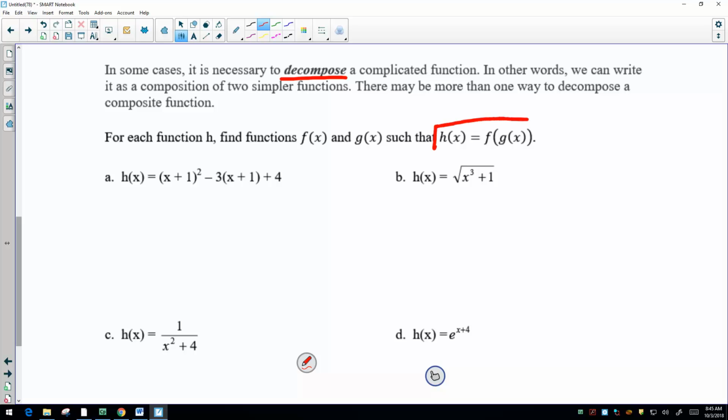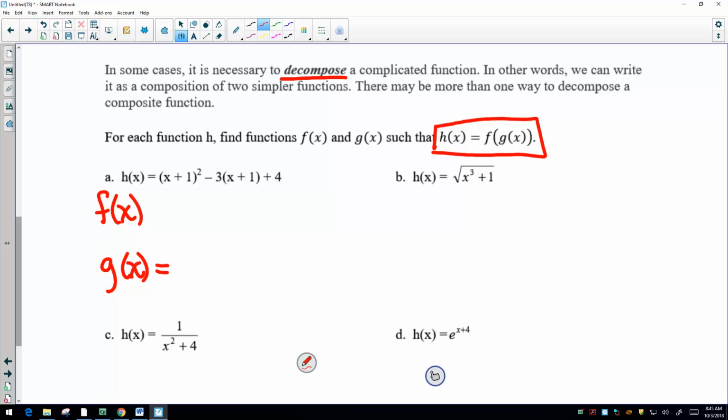So if I'm looking at this, it says my h function is made up of that composition of f of g of x, meaning I'm taking whatever the g of x function is and plugging it into the f of x. So the nice thing with decompositions is you can always check them, and you can always recompose them and make sure you get back, in this case, h of x.